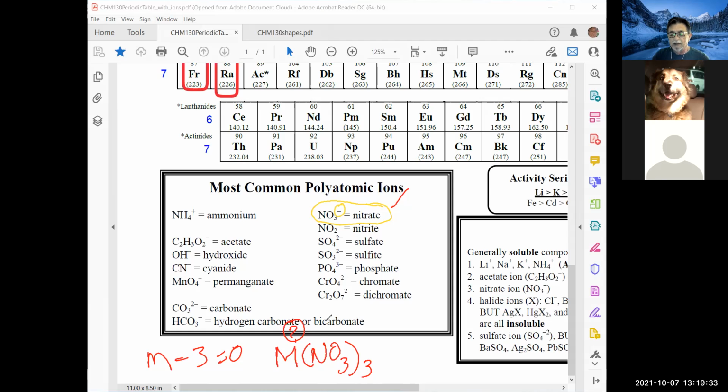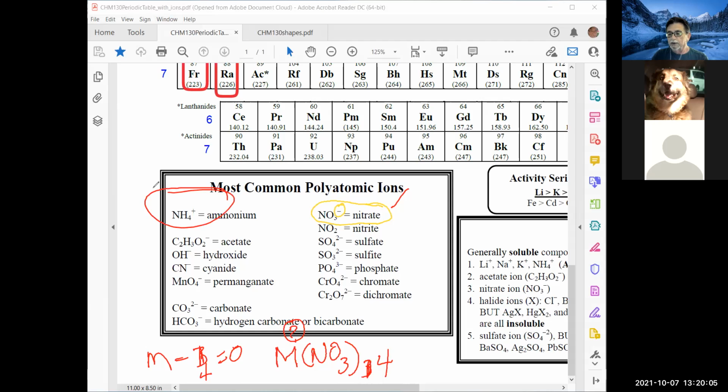Exactly. And if the nitrate's charge was 4, M must be 4, okay? That's what I meant by being able to calculate the charge on the other partner, in this case the cation, because we're always going to know the charge on the anion, or vice versa. So those are the polyatomic ions that we'll be utilizing.